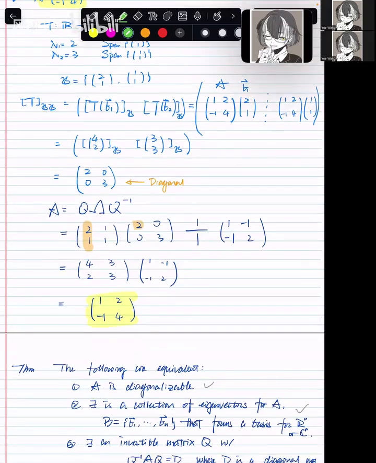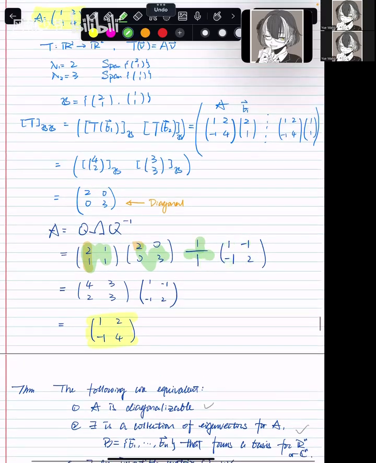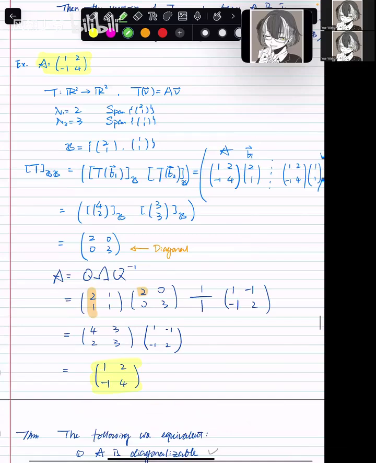Okay, so then we can actually check if Q times lambda times Q inverse gives us this A. So we know Q is 2 1 1 1 multiplied by the lambda 2 0 0 3, and Q inverse we know is 1 over the determinant multiplied by d, negative b, negative c, a. Okay, so after the calculation, we get 1 2 negative 1 4 in the end, and that's exactly our A.